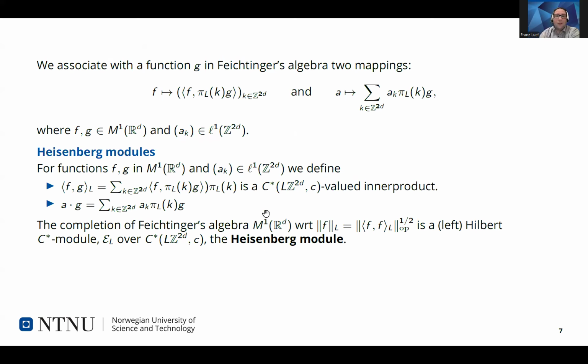So there's a nice action when we restrict. We have this twisted group C* algebra, and inside of it sits this twisted group algebra. This is the main reason for using this Feichtinger algebra, because it pairs very nicely with the twisted group algebra structure.